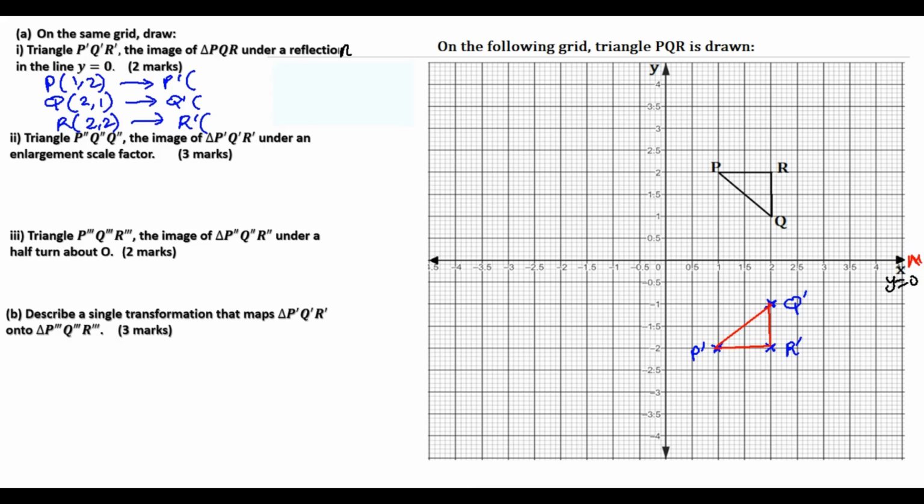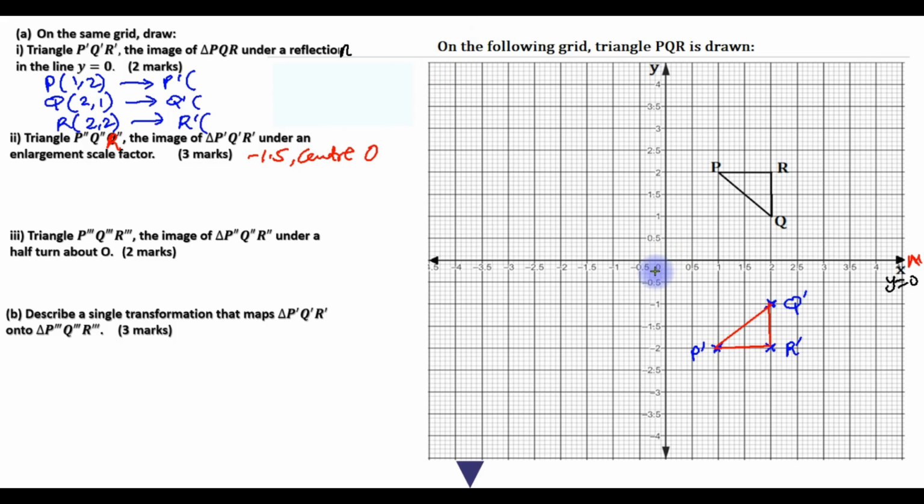So this is our mirror line. Then the other triangle P double prime, Q double prime, R double prime, is the image of P prime, Q prime, R prime under an enlargement scale factor. This scale factor is minus 1.5, it is given, and the center is 0. So the center is about the origin.